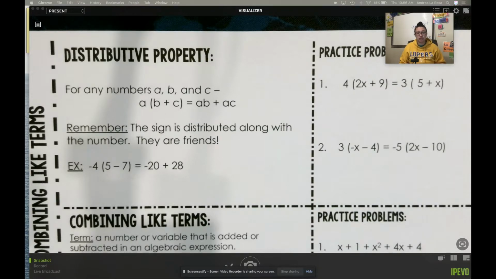Today we're talking about the distributive property. Sorry, Josh came out of his office and he's been staring me down because he does not like my jokes.